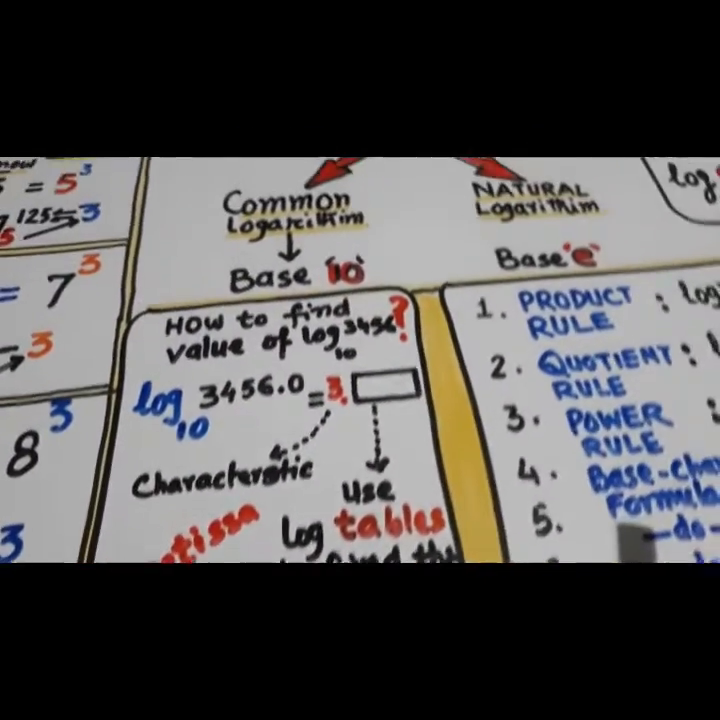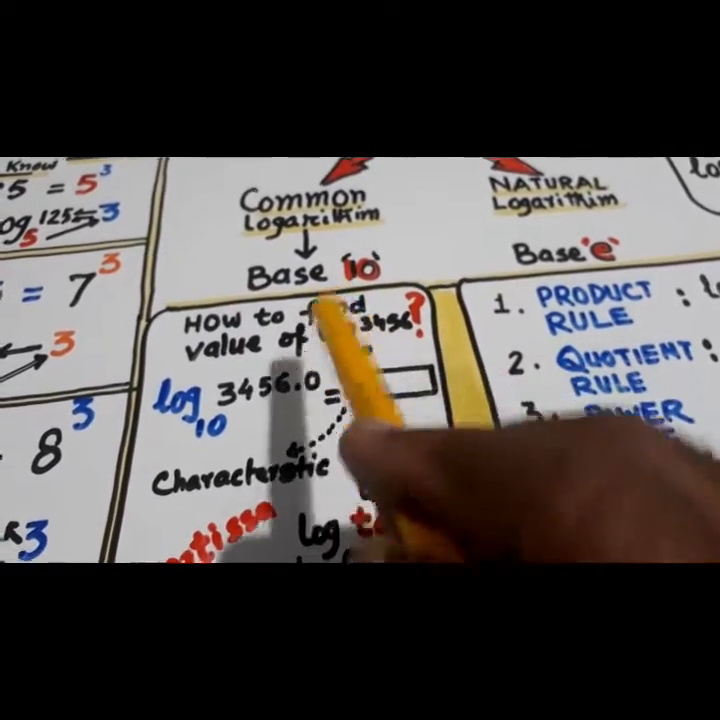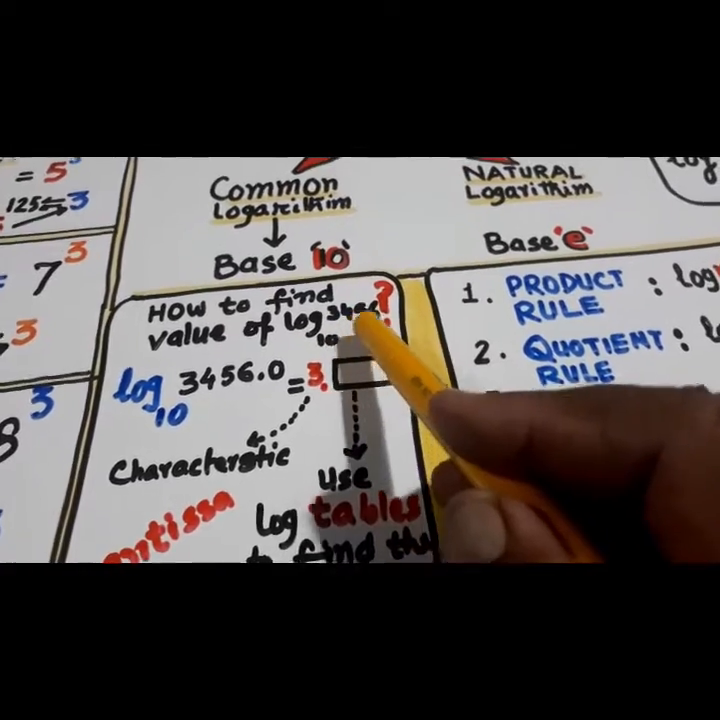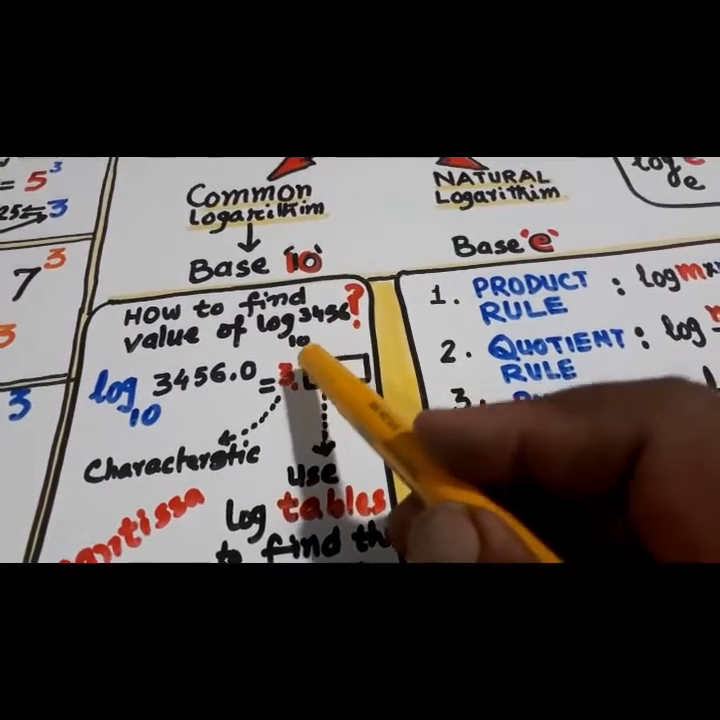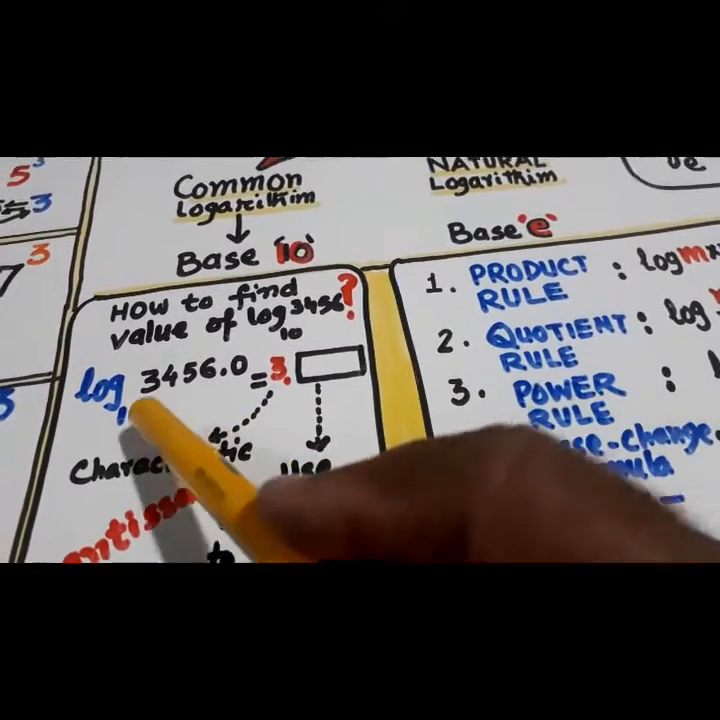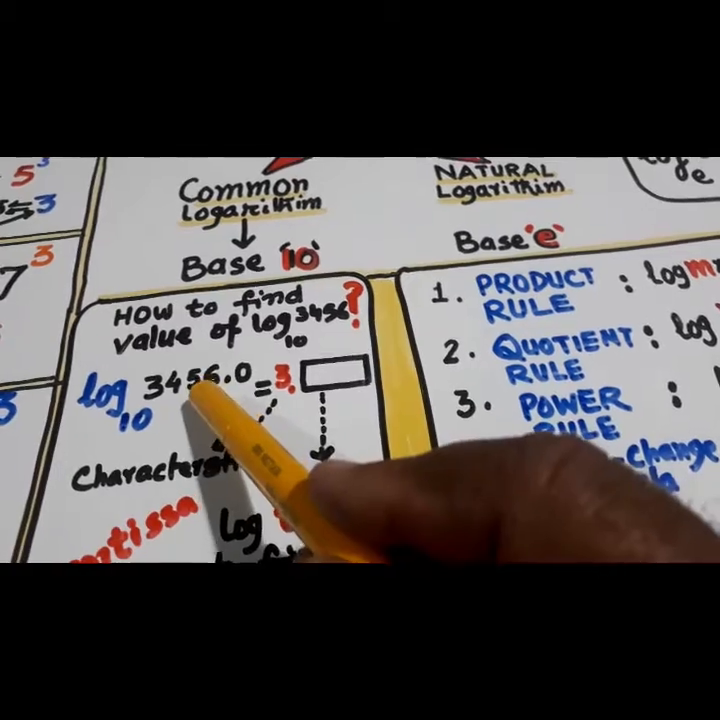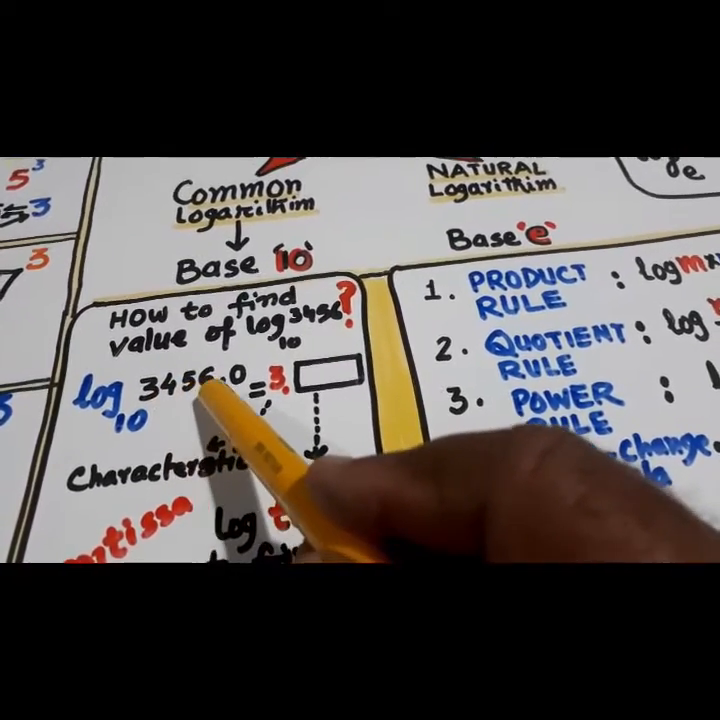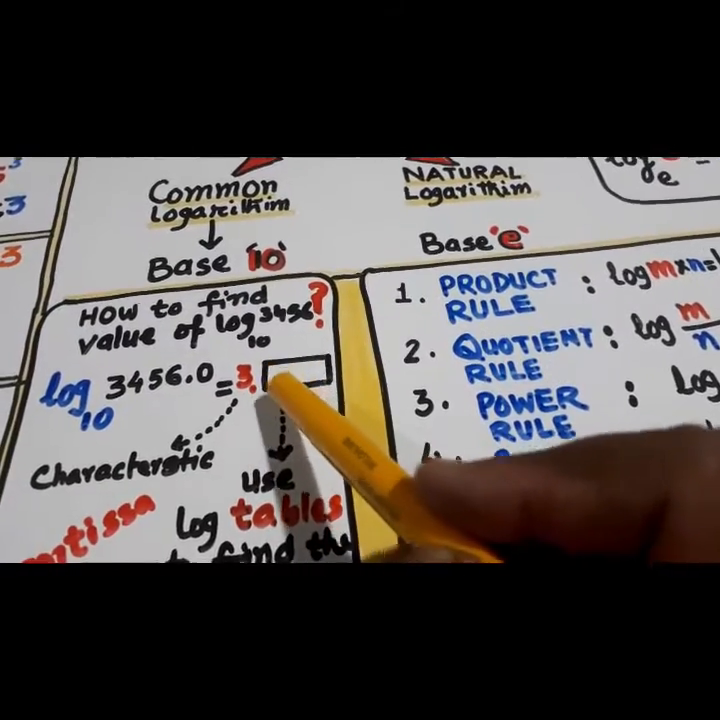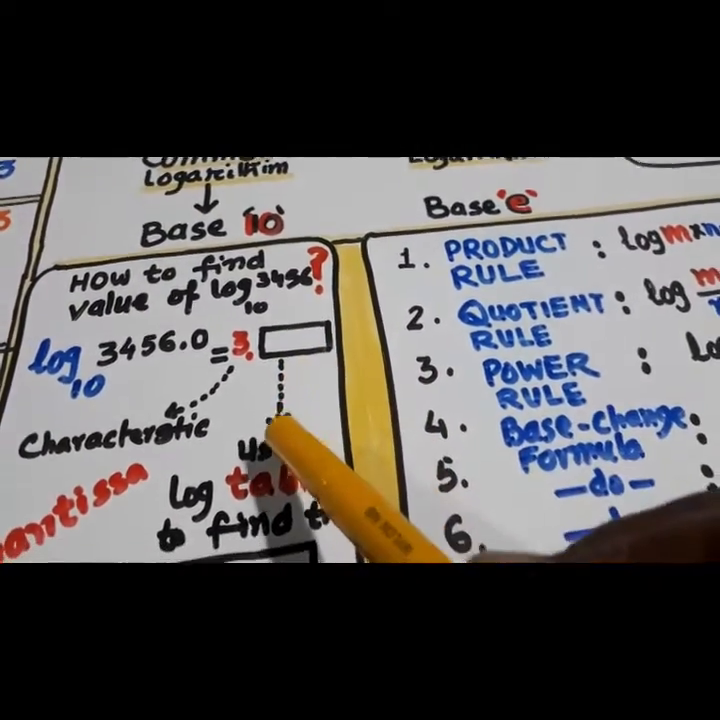In the case of common logarithm, the base is 10. How do we find log of, supposing, 3456? Put a decimal, and after the decimal put a 0. Here the base is 10. Now look at the left side of the decimal: there are 4 digits, right, here 3. And what we will be writing in the box, that we will see from the log tables.